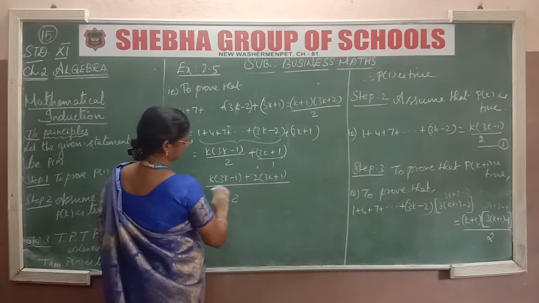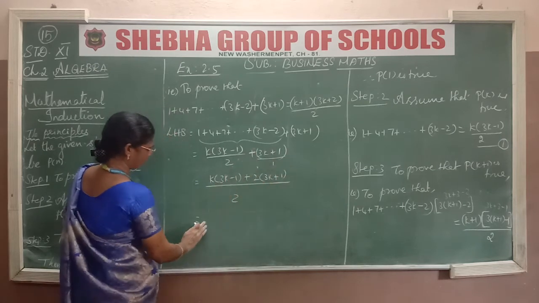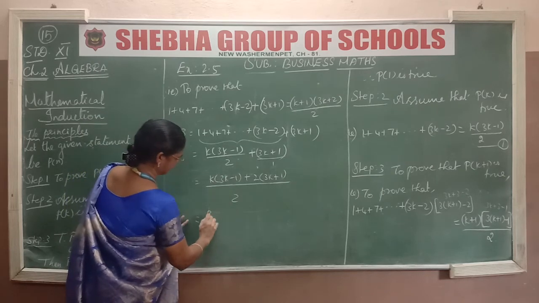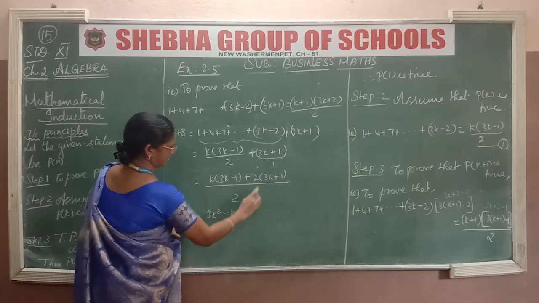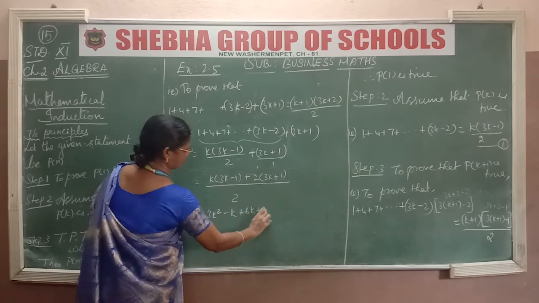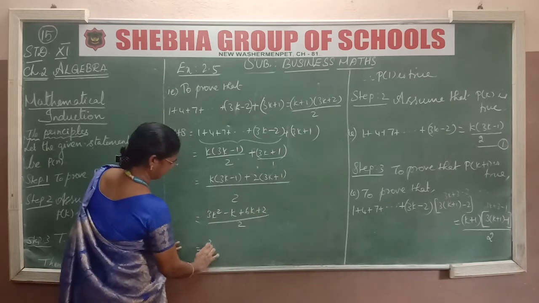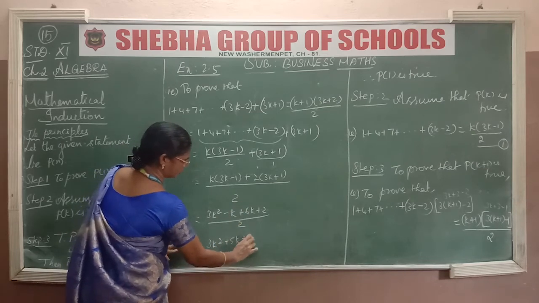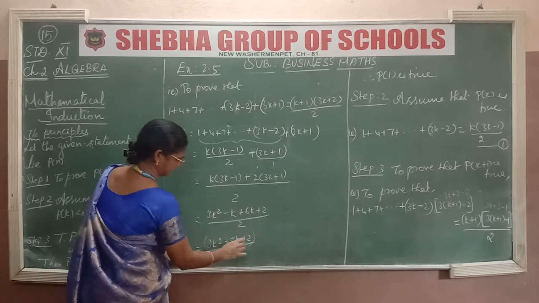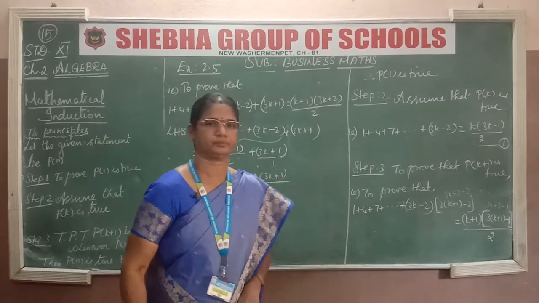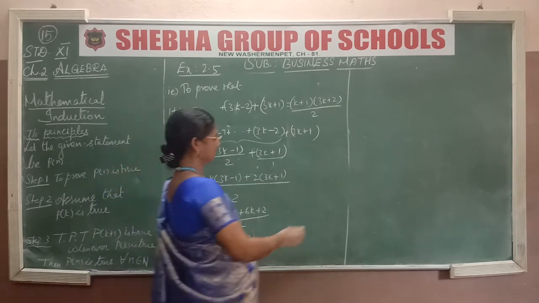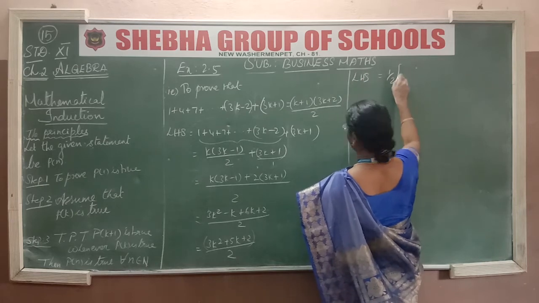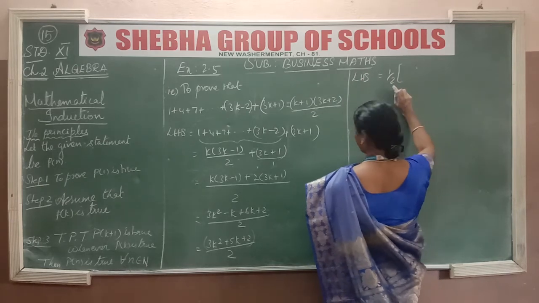So no term is common to both, so multiplying throughout we get 3 into k square minus k and plus 6k plus 2 by 2, which is equal to 3k square minus k plus 6k becomes plus 5k plus 2 by 2. Now factorizing this, this is our LHS, half into, consider 3k square plus 5k plus 2.